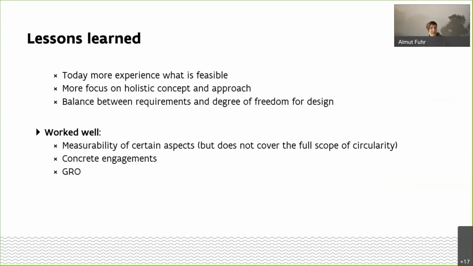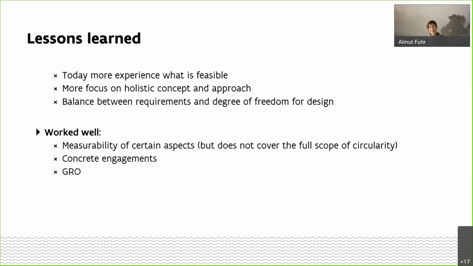Last, I would like to share some lessons learned. I think that today we have quite a lot more experience in what is feasible, to make it more concrete or to know better where we could put our ambition than 4 years ago. We would even more focus on the holistic concept and approach and not just on certain aspects, because as Melody already said, you can use cradle-to-cradle materials, but if you use them in the wrong way, you have not realized any circularity at all. So that I think should get more focus at the moment.